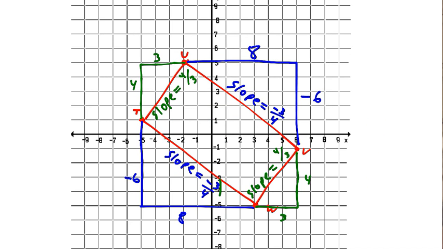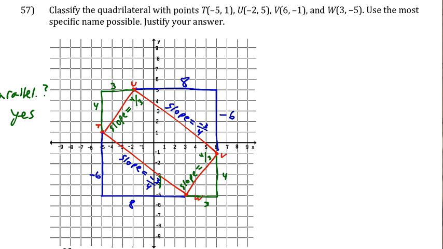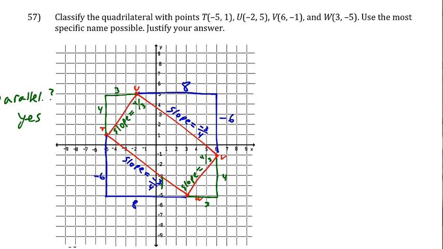Now we got a couple things happening here. The first I want to point out is that this slope is equal to this slope, and this slope is equal to this slope. So that shows the opposite slopes are equal, making it a parallelogram. So when it first asks us to classify it, I'm going to say parallelogram, yes. Now that's not my final answer, okay? Don't think that I'm cutting corners here. Not my final answer.